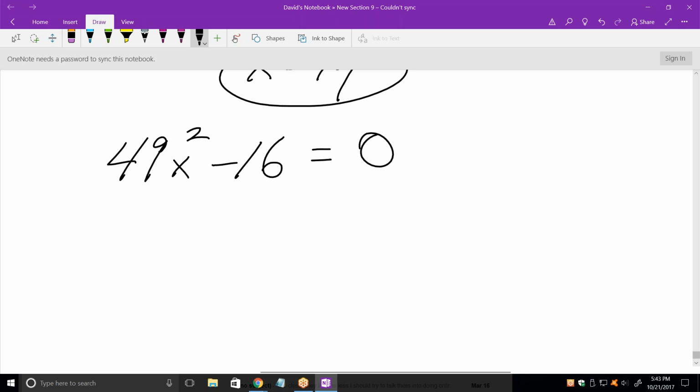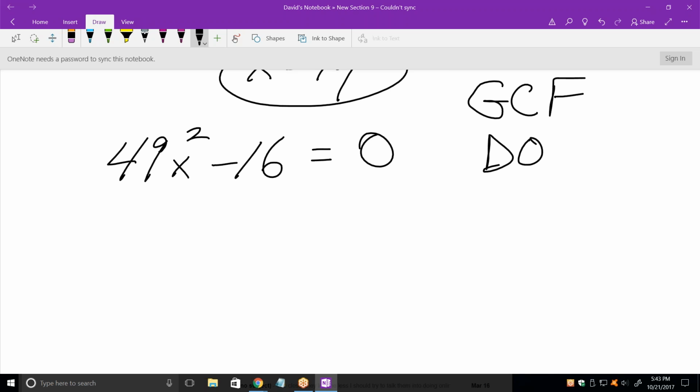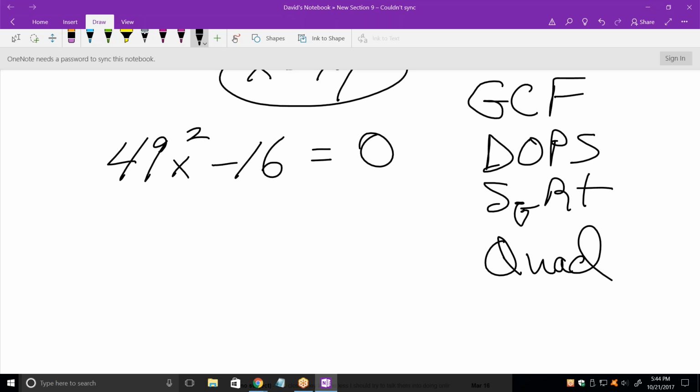In other words, you've got greatest common factor. That's what you always look for first. And then what I look for second is DOPS, difference of perfect squares. And then there's a third technique where you're going to take the square root of both sides. And then the fourth technique would be the standard quadratic factoring that we've been doing. But you always want to do these three first in priority because they're easier.